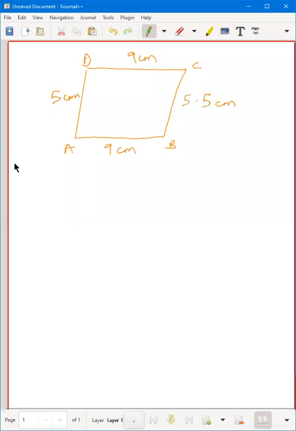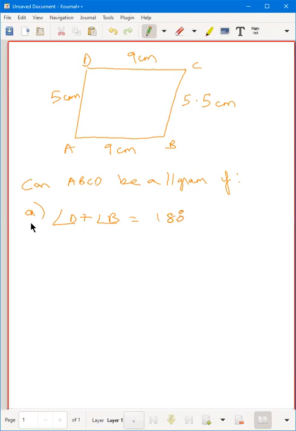Okay. So we're given a quadrilateral ABCD. The question is, can ABCD be a parallelogram if the first one is angle D plus angle B is equal to 180 degrees? Think about this. Angle D and angle B are 180 degrees.